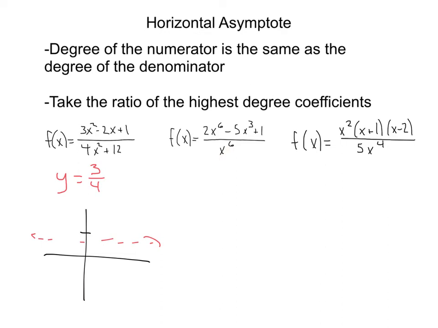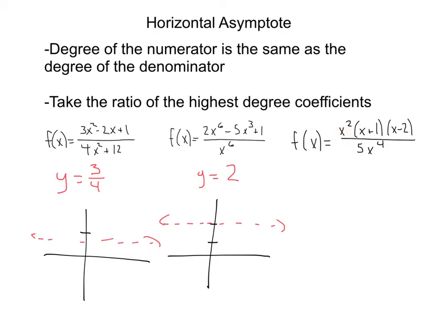The coefficients would be y equals 2/1, or just 2. And if I wanted to graph that horizontal asymptote, I'd just go up 2 and do my line at y equals 2. Lastly, here I've got x squared.